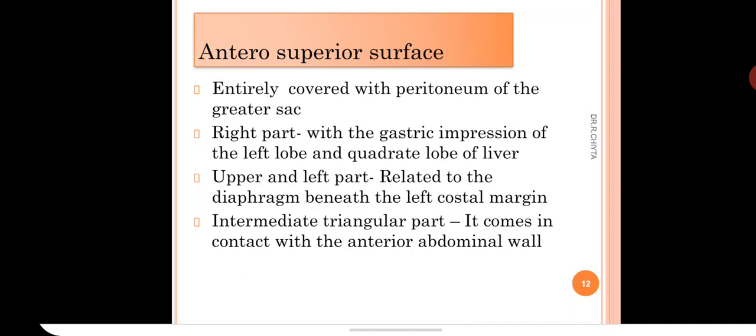So what is the adjacent viscera? You have to think of this for all the relations of the abdominal organs. So this stomach is situated adjacent to the left lobe of the liver, so it will be related to this; that will be the right part. Upper and left part related to the diaphragm beneath the left costal margin. In intermediate triangular part, it comes in contact with the anterior abdominal wall.